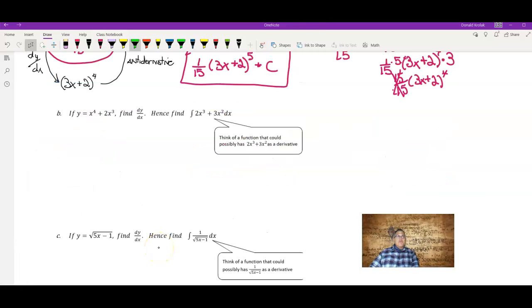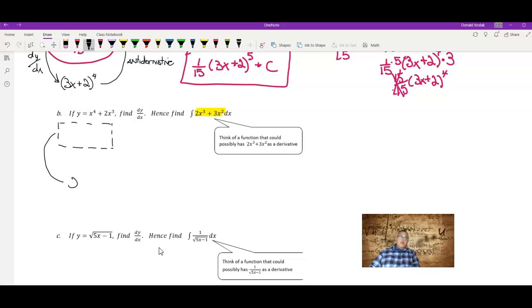All right, I'm going to use the backward strategy. I'm thinking of a function whose derivative would be 2x cubed plus 3x squared. So I want to have a function that when I do the derivative, I end up with the integrand 2x cubed plus 3x squared. Now when I do the antiderivative of that, I want it to take me back to where I started.